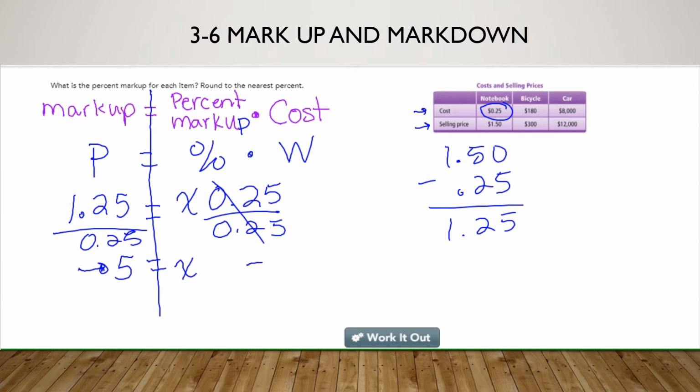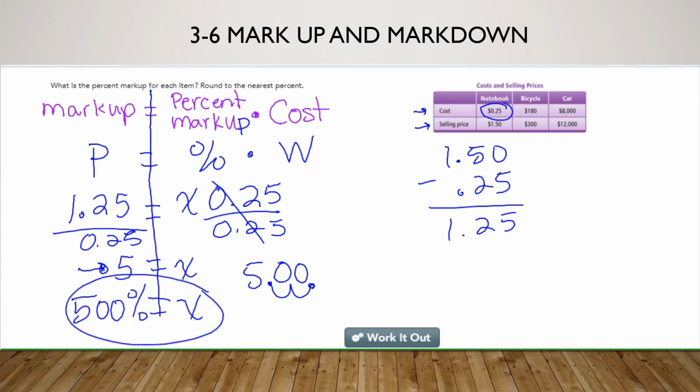To change a decimal to a percent, multiply, or you move the decimal to the right 2 times. So you're going to add your zeros, and this is a 500% markup for the notebooks.